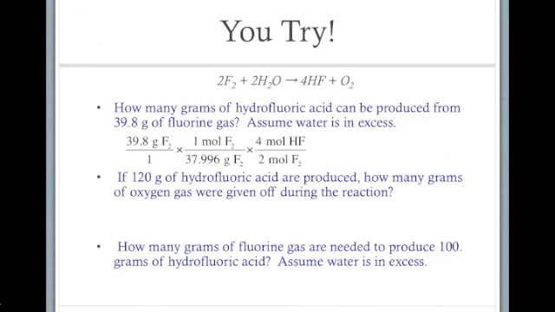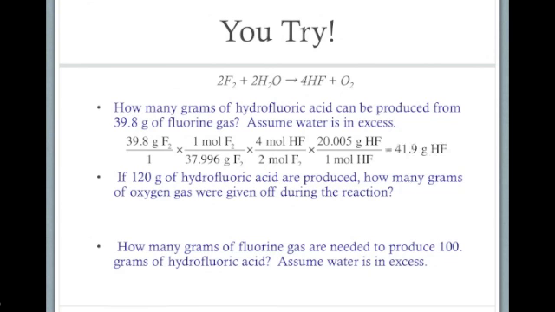Okay? Mole to mole ratio, given in our formula right here. 2 fluorine gas, 4 hydrofluoric acid. Okay? That's where those numbers come from. And then we want to convert moles of hydrofluoric acid into grams. Multiply it out, numbers on top, divided by numbers on bottom, and you get 41.9 grams.